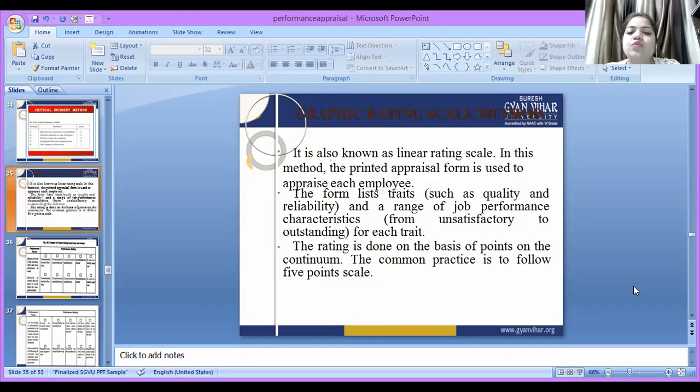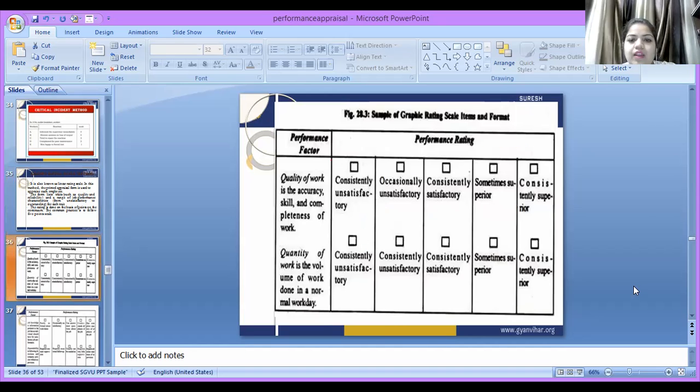The common practice is to follow the 5-point scale. That means the grading goes from unsatisfactory to outstanding, like good, excellent, poor, very poor, average, and so on. So this is the form. This type of form is provided to the employees in the organization, in which the list of performance factors is mentioned, like quality of the work and volume of the work, with options like consistently unsatisfactory, occasionally unsatisfactory, consistently satisfactory, sometimes superior, and consistently superior. So these are the five grades.